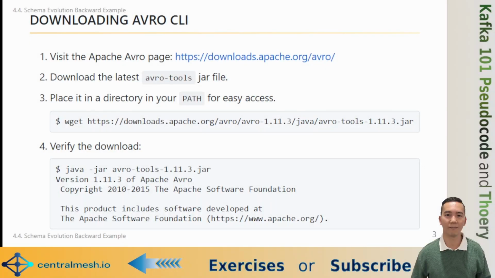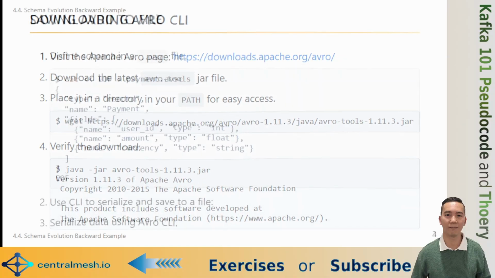First, let's set up Avro CLI. If you don't have it yet, you can download it from the Apache Avro downloads page. Simply download the latest Avro Tools jar file and move it to a directory in your path. You can use wget to download the files. Once downloaded, we can check if it's working by running the Java command.